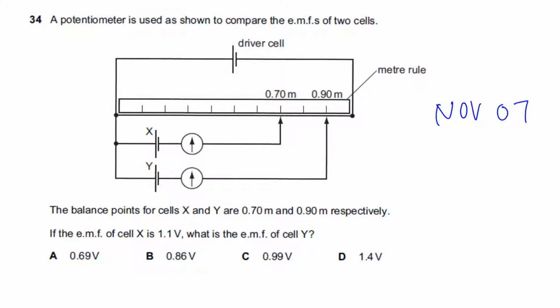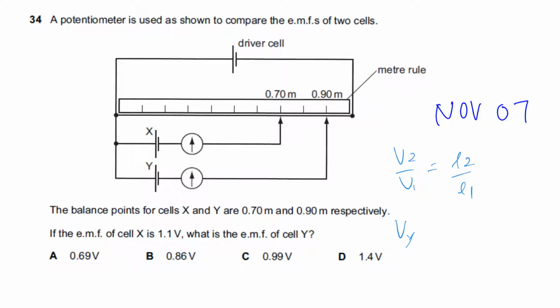So for this question, if you want to find the EMF of cell Y, you will notice that it is a potentiometer. So the voltage across this will be given by this length, and the voltage across Y will be given by this length. So we can use the formula for potential divider, which is V2 over V1 equals L2 over L1. So if you want to find the EMF of cell Y, let's call it Vy.